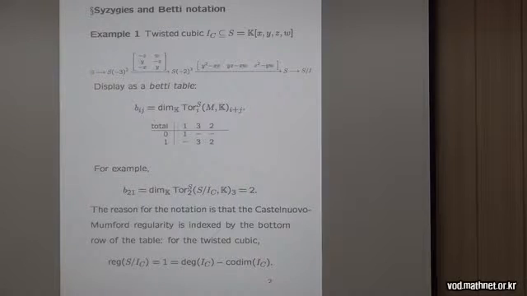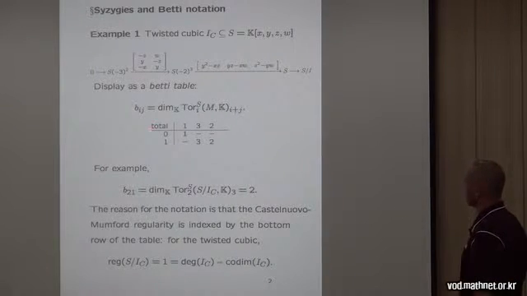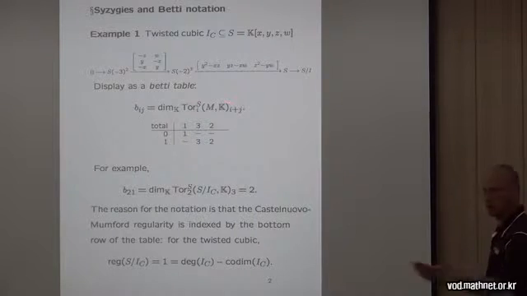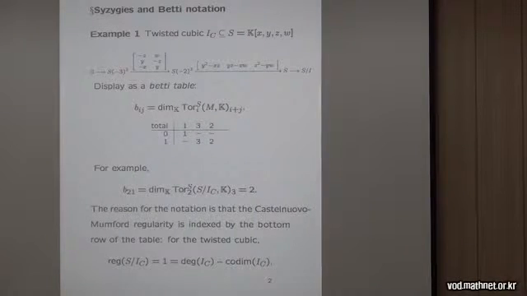If you've ever wondered why the Betti table is written this way, the reason is that the Castelnuovo-Mumford regularity of your module, in this case M is S mod I, is simply displayed by this index here, because you're counting over and down. When you do Castelnuovo-Mumford regularity, it's h^i of F in degree i minus j.